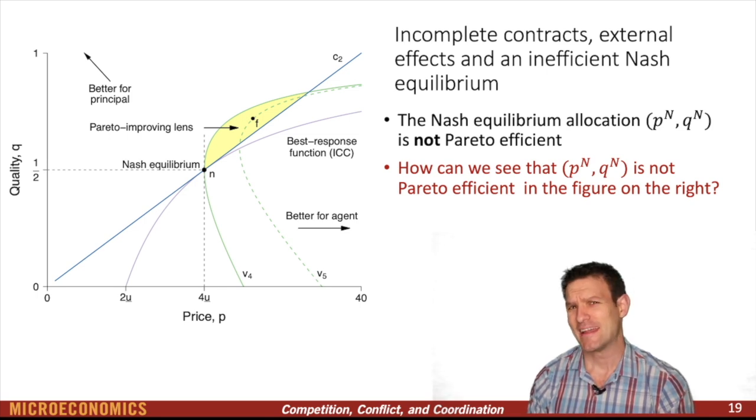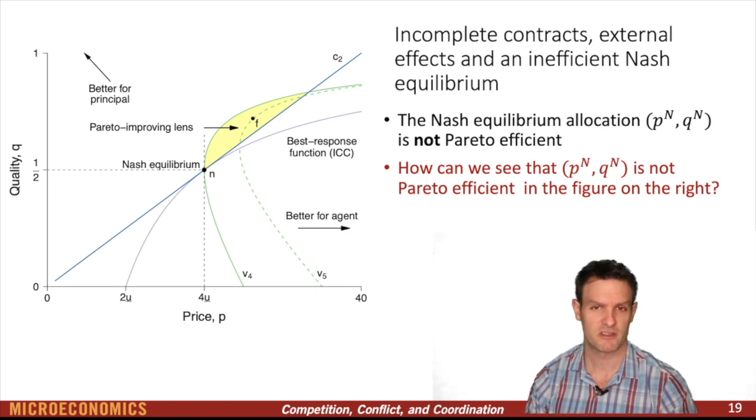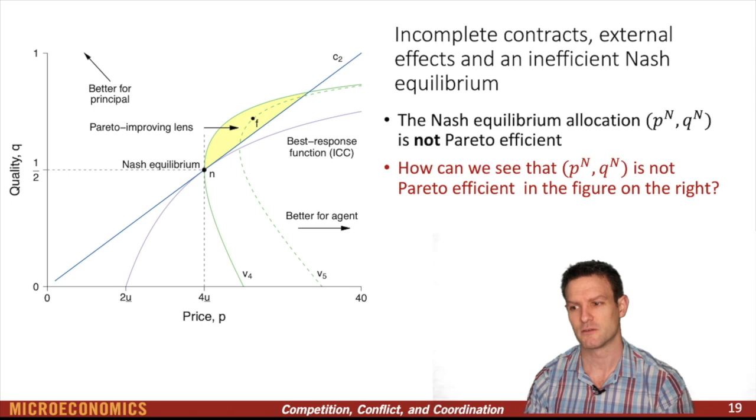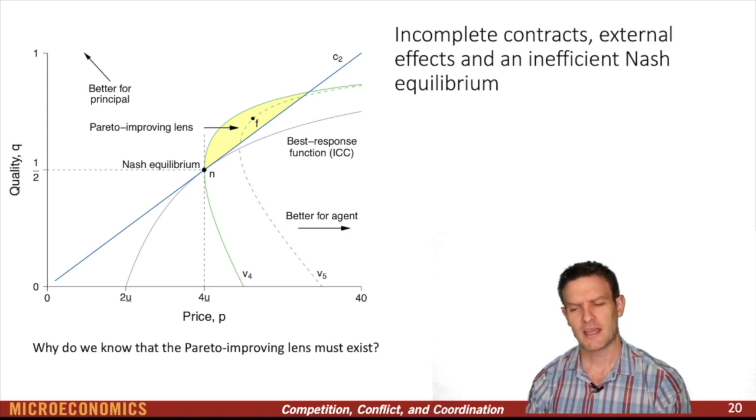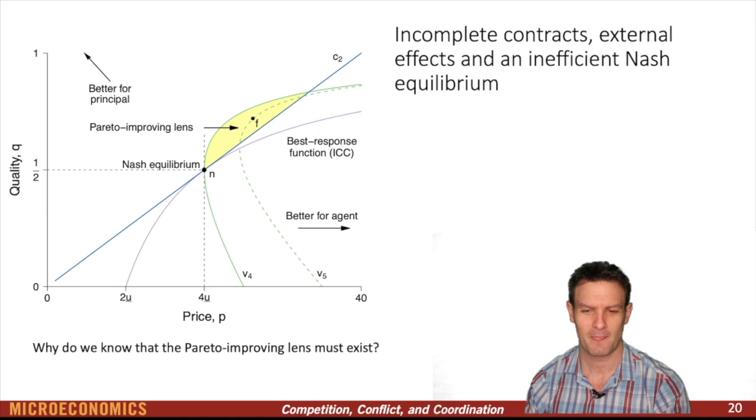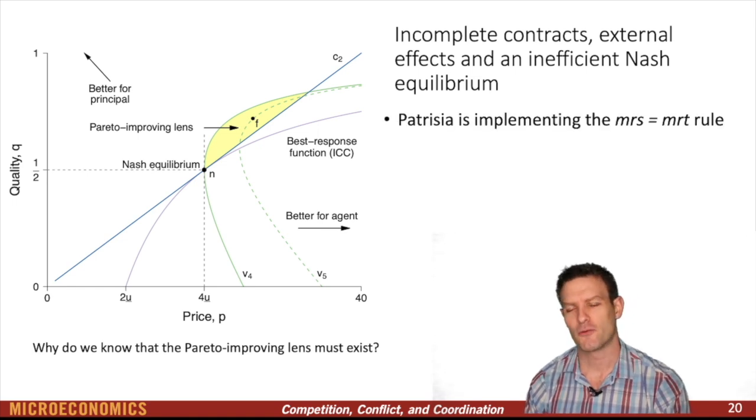Okay, so if there is an alternative Pareto superior point, what do we know? The Nash is not Pareto efficient because there exists a Pareto superior alternative. Okay, so the question is, how do we know that this Pareto improving lens must exist? That's a question that we're going to have to ask ourselves. How do we know that point F, which lies in the Pareto improving lens, exists as a point in that lens? Well, let's go through the following reasoning.